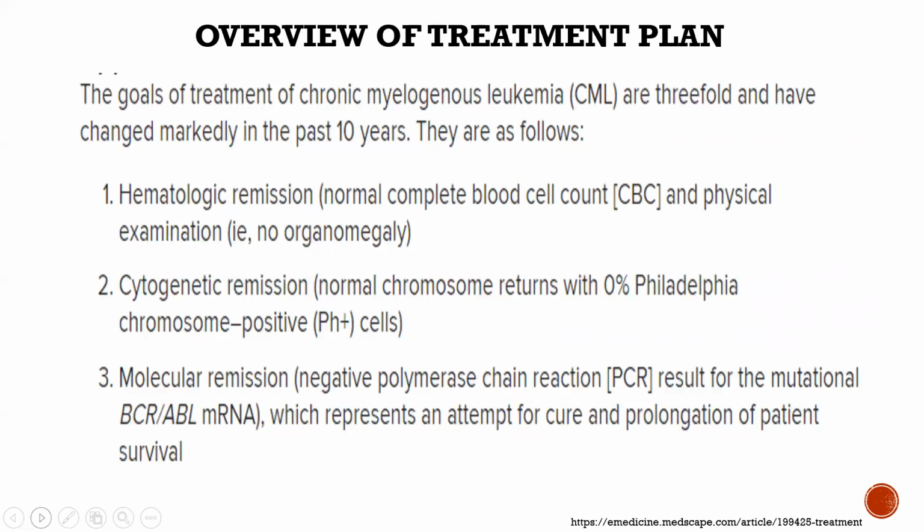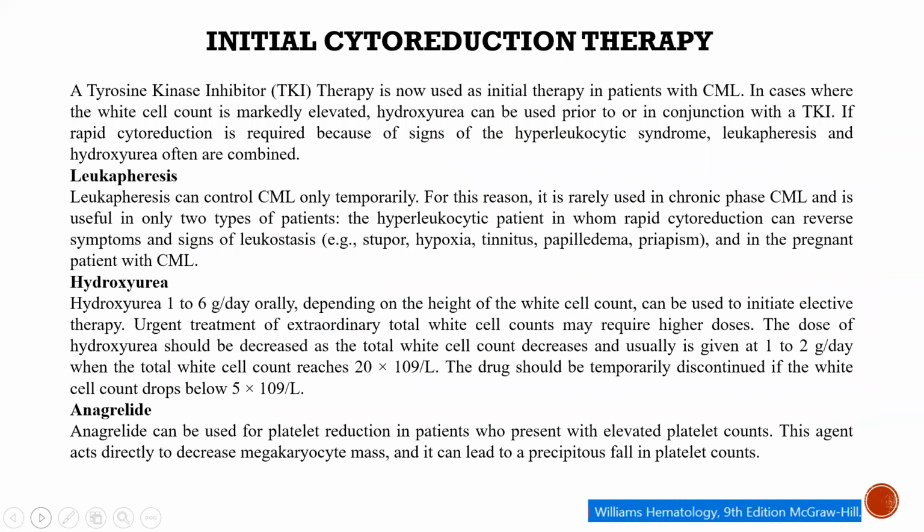The goals of treatment of chronic myelogenous leukemia are threefold, and they have changed markedly in the last 10 years. They are as follows: hematologic remission, cytogenetic remission, and molecular remission. Initial cytoreduction therapy is now provided by tyrosine kinase inhibitor therapy.